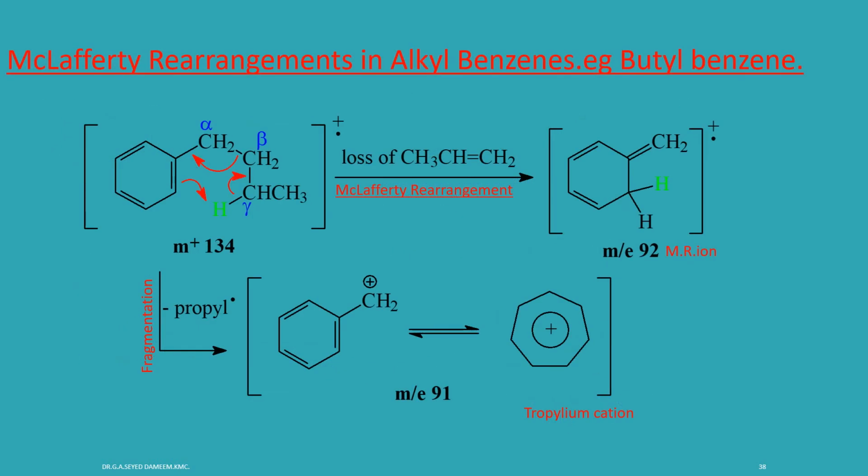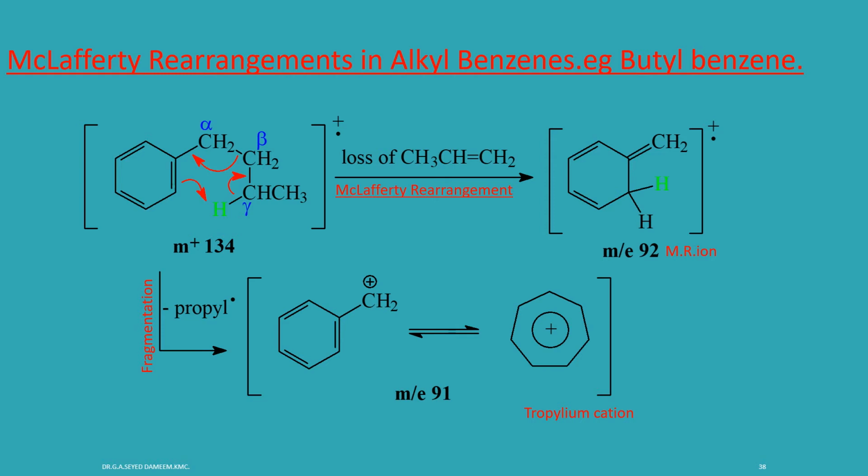This slide shows fragmentation and McLafferty rearrangements given by butylbenzene. On taking the mass spectrum of butylbenzene, it gives a peak with m by z 92. That peak is called the Mr ion peak, and that ion is formed by McLafferty rearrangement. Another peak with m by z 91 is obtained by elimination of a propyl radical, and that ion is called the tropylium cation. That ion gives the base peak.